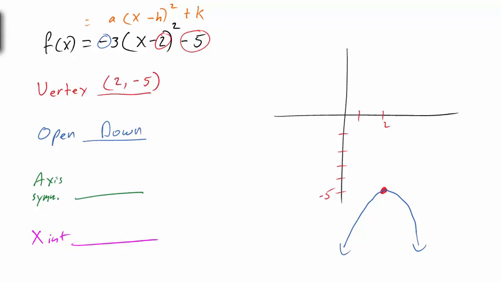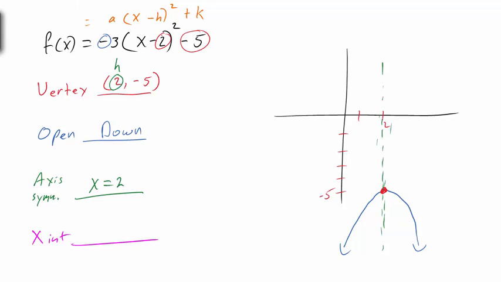And then we need to identify the axis of symmetry. Well, the axis of symmetry we know is going to go right through the vertex. If this goes through the vertex, then it's simply going to be x equals the x value, which is 2. So it's always going to be x equals this value here, which is your h. So the axis of symmetry is x equals 2, which represents this vertical line.